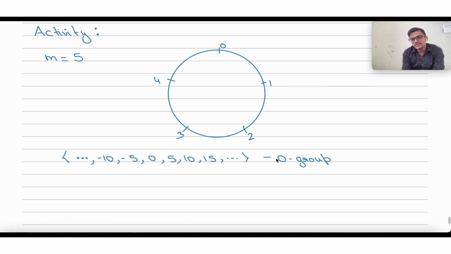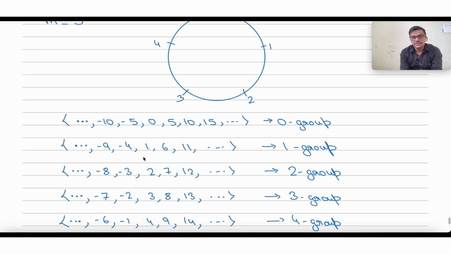Why am I calling it the 0 group? Because any number you take from this set, when you divide it by 5, will give you remainder 0. Now these are the integers which, when divided by 5, give remainder 1. So I consider all these elements as one group. And if these numbers are divided by 5, they give remainder 2, so I consider all those numbers as the 2 group. And similarly for the 3 group and the 4 group.